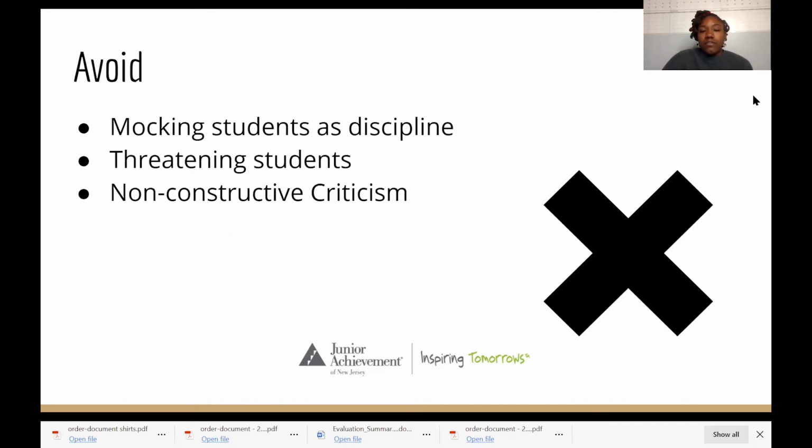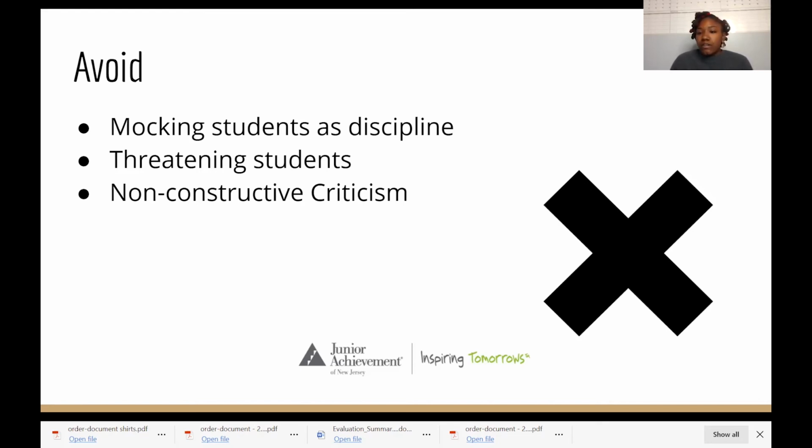So, to get further into it, you want to avoid mocking students as a way of discipline in the classroom. You never know where their confidence lies. You never know what's going on at home. And so you could damage a student's ability to open up to you, to open up to anyone. We want to provide a safe space that is constructive instead of damaging.